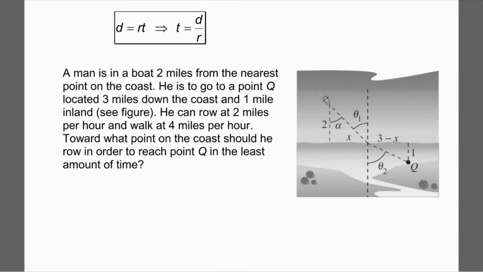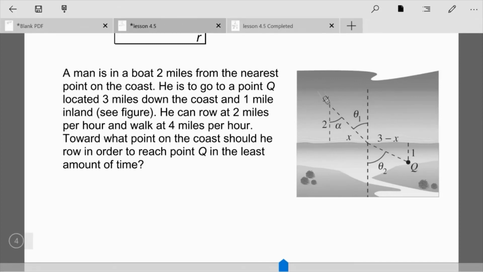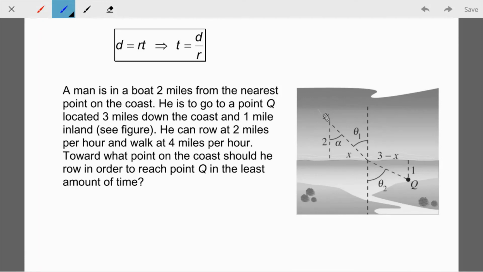So they're talking about someone who's in a boat, and they're trying to get to a point down the coast and 1 mile inland. Now, it's a little bit confusing here with the way that this thing is, because this was a diagram that was in color, and now I've got it in black and white, so it's kind of hard to see, but your shoreline is right here. That's your shoreline. Okay, so what we want to do is, knowing how fast he can row and how fast he can walk, we want to figure out what's the fastest way to get from where he is to the point Q.